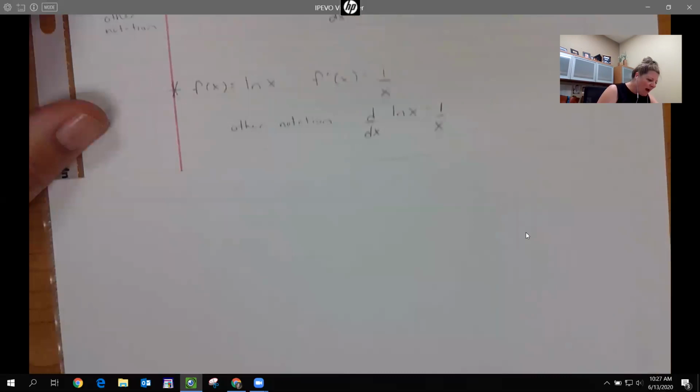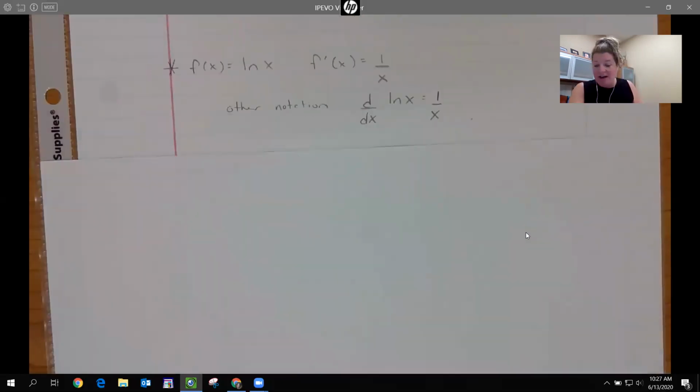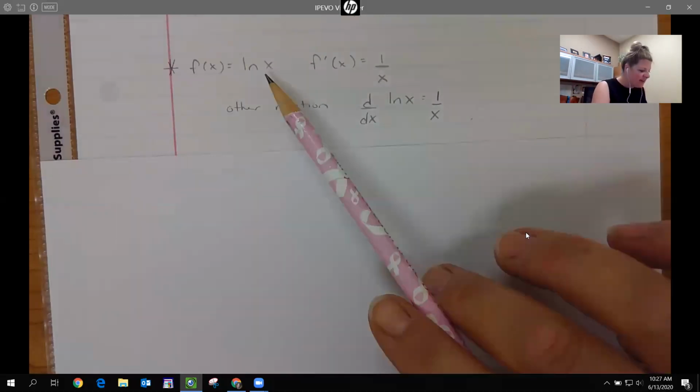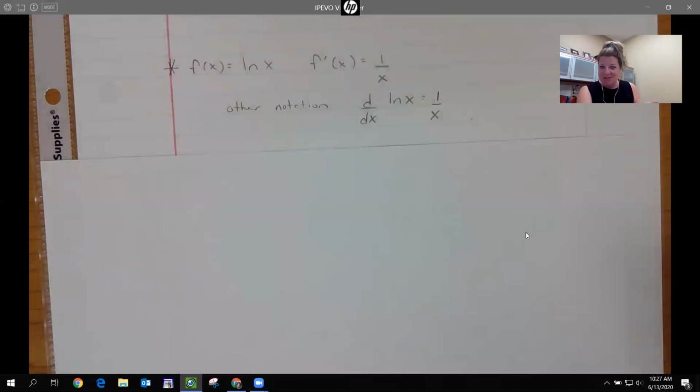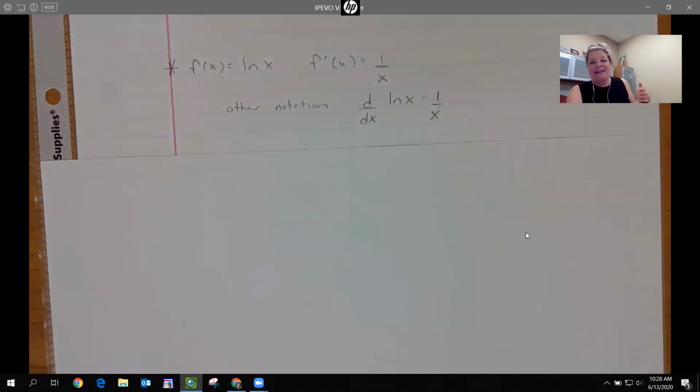Okay, what if I want to take the derivative of a natural log? So I have natural log of x. If I want the derivative of that, it's 1 over x. Okay? So the derivative is 1 over x. And the x part has to be x. If it has more things with it, then we need a rule we're going to be doing in a couple sections. Okay, so that'll be coming.